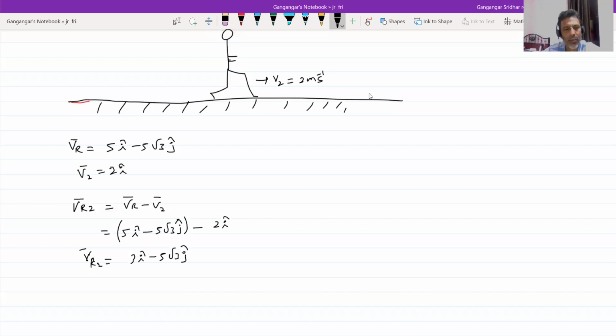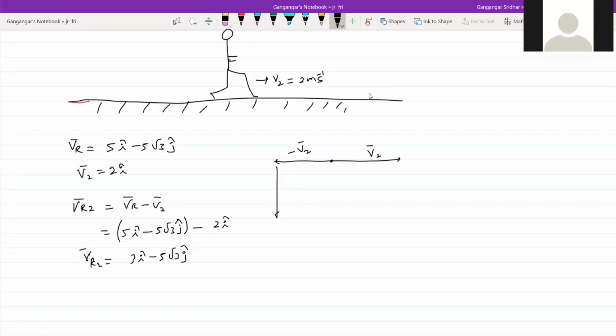It will come in the fourth quadrant. So how should we hold the umbrella? We should hold the umbrella back, no? So here. We'll calculate that angle also. So here, minus V2 bar will come like this. This is VR bar. So 3 i cap minus 5 root 3 j cap.